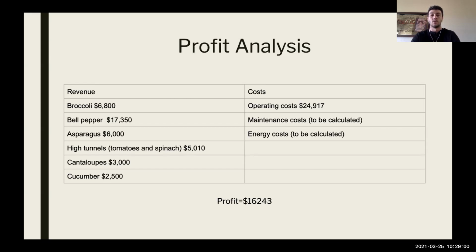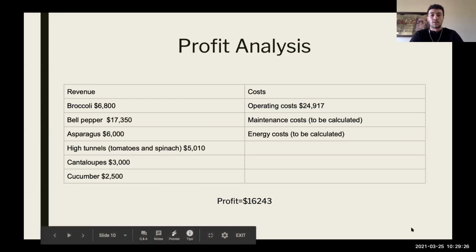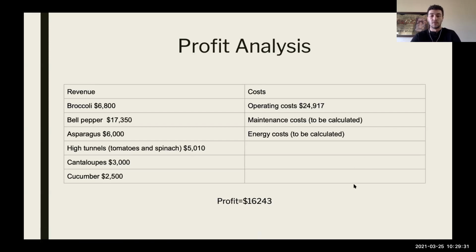After meeting with Professor Stark and letting him review my economic analysis, I realized that I had a couple of costs missing. One being maintenance and fuel costs for the tractor. That will definitely cost money. And then we also have the energy costs, like how much electricity the centrifugal pump would require. And so, subtracting our costs from our revenue, we realized a profit of just over $16,000 per year.